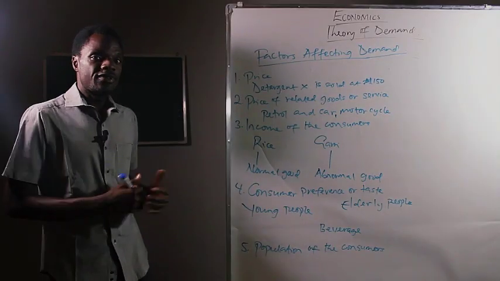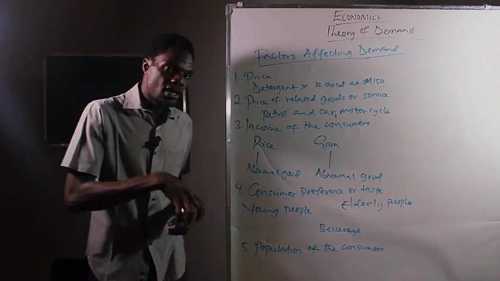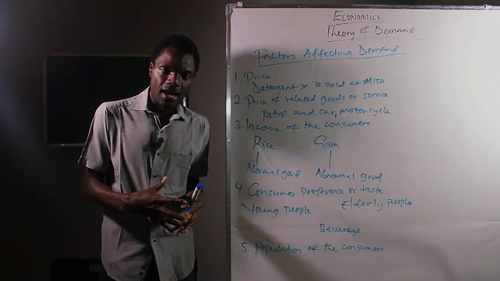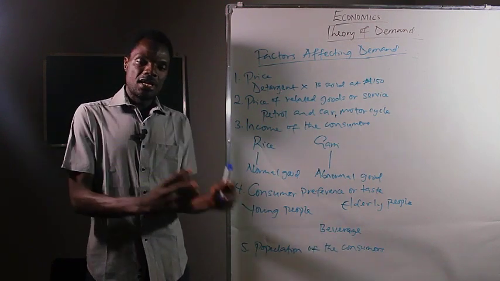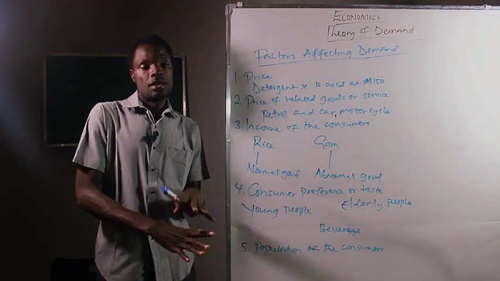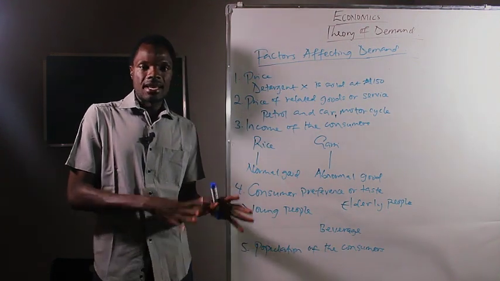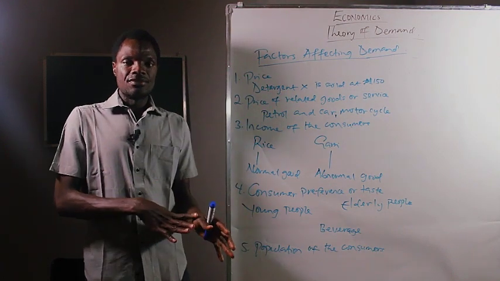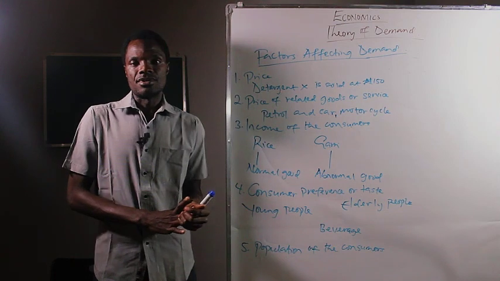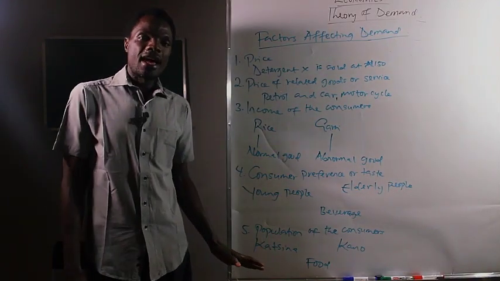Now, the next factor that is affecting demand is the population of the consumers. That is the total number of people that are living in a given geographical area. If there are many people in a particular area, definitely their demand for goods and services will be great. And if there are few people inhabiting a given area, definitely there will be less demand for goods and services.